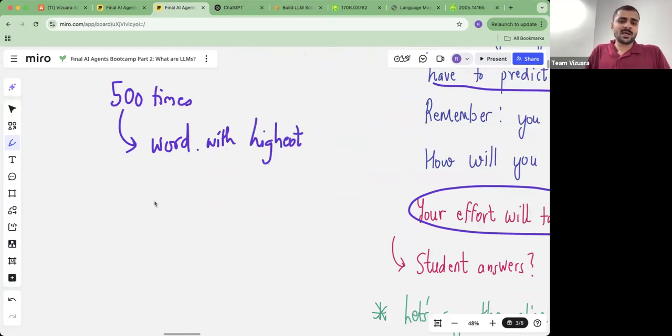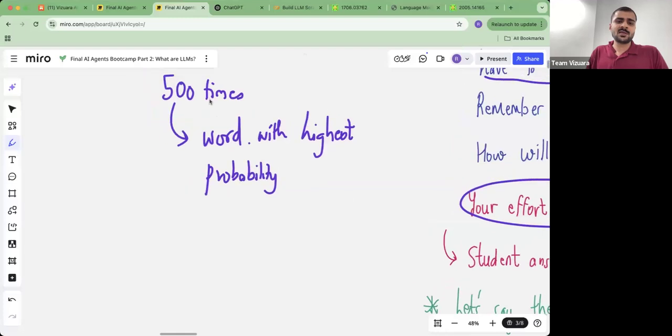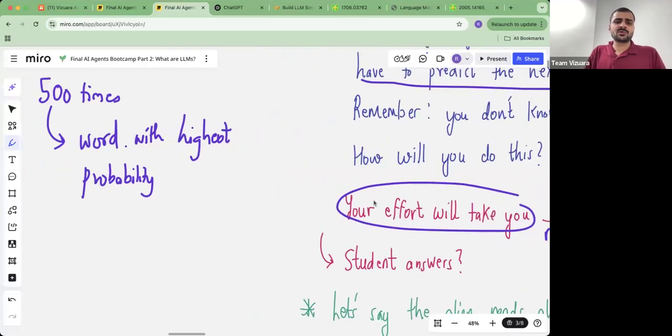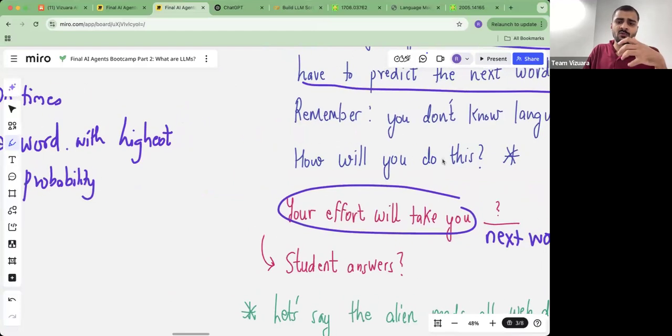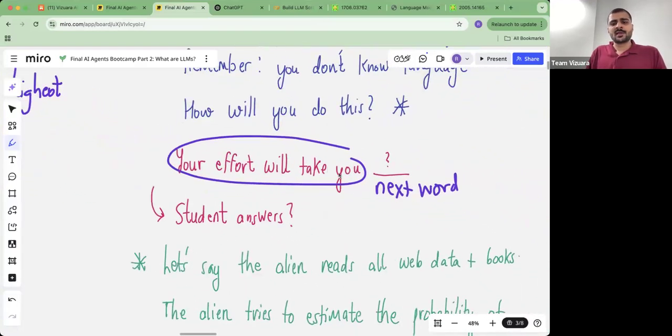So if I was the alien, I would have done this. I would have looked at all the data which I have, and let's say this sentence comes 500 times. I would look at those 500 sentences and see what comes next. And I would have chosen the word which comes the most number of times, the word which comes the most frequently. Okay, that's how you predict the next word.